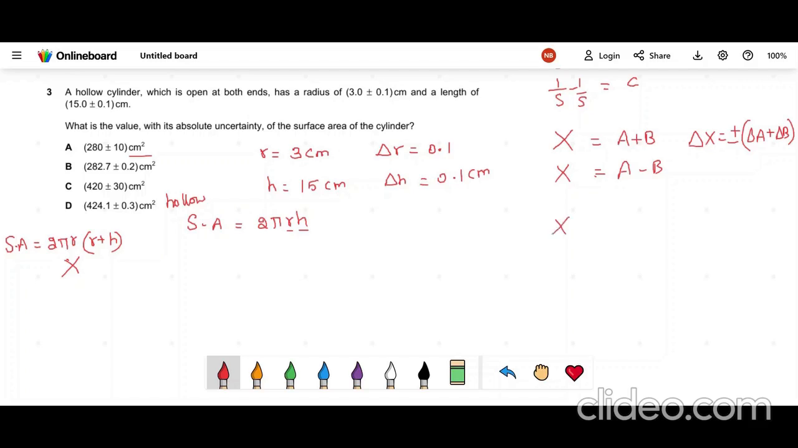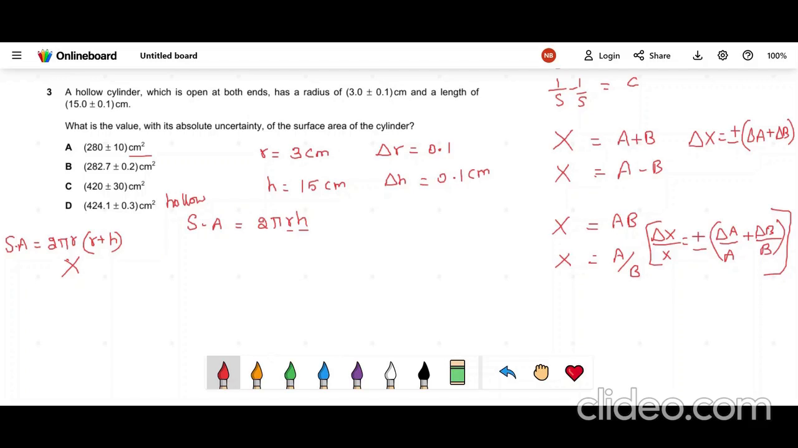If one variable contains multiplication variables, for example, x equal to a into b or a by b, division variables, then you should use the formula delta x by x, that will be equal to plus or minus delta a by a plus delta b by b. That's all. That's very easy, right?